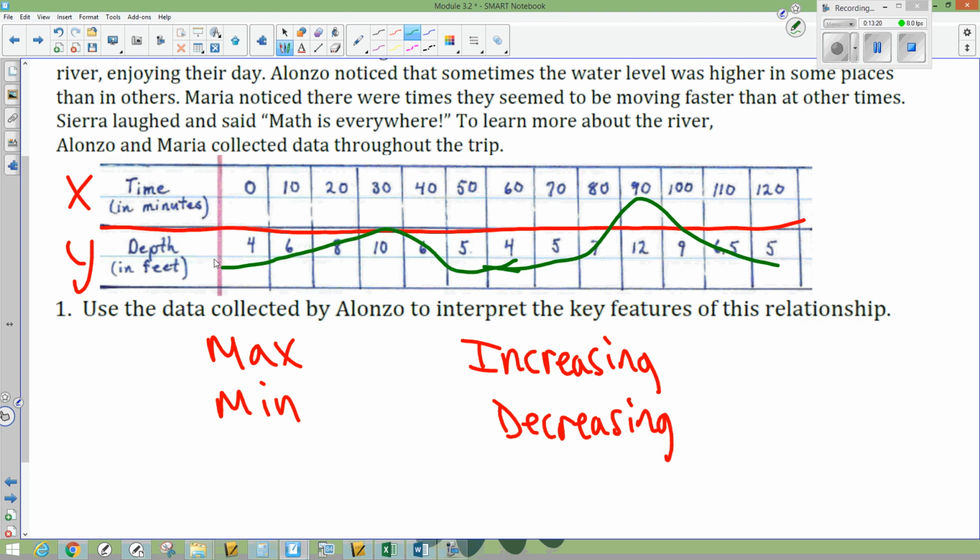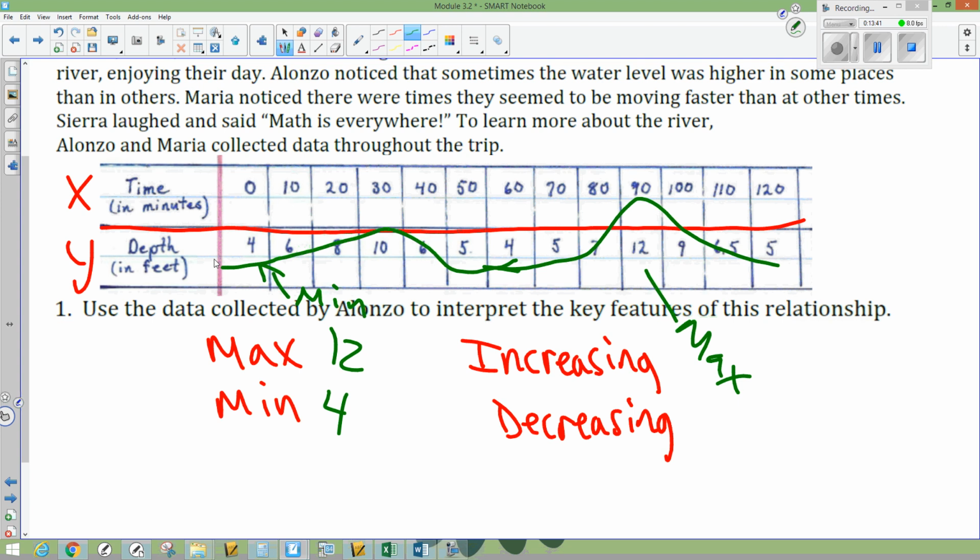I can see that I have a maximum right here at 12. Right? So there's my maximum. I can see that I have a minimum over here at 4. So my minimum is 4. Okay? For my intervals of decreasing and increasing, I mentioned this. I think they're easier to see from the graph that we looked at.